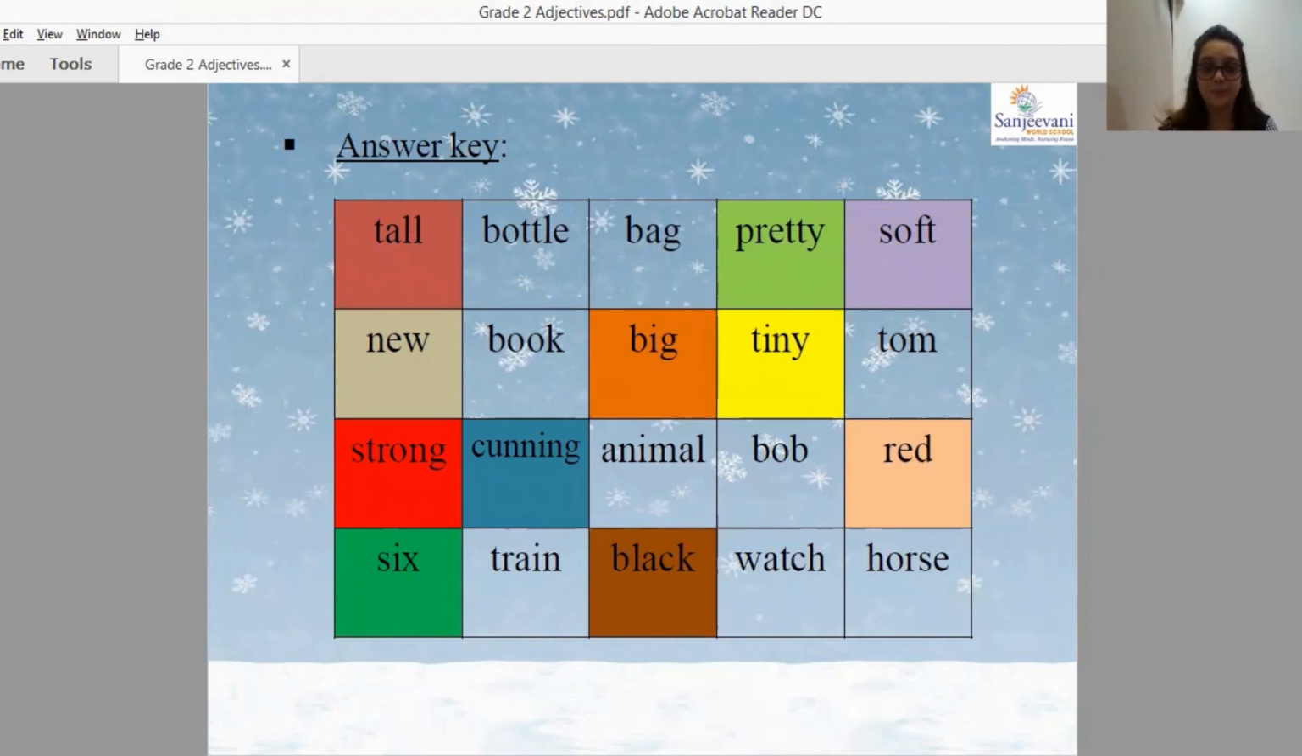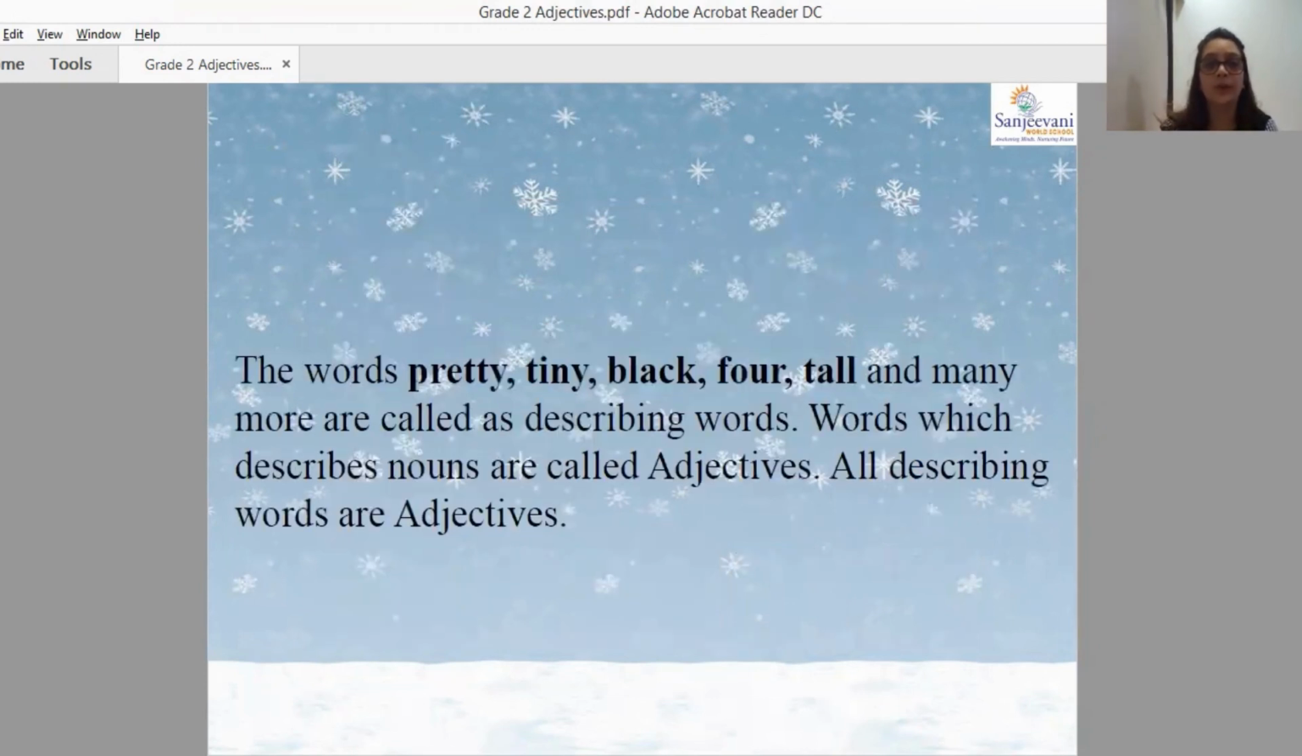All right. The words pretty, tiny, black, four, tall, and many more are called describing words. Words which describe nouns are called adjectives. All describing words are adjectives. As I said earlier, all the words which are describing are also called adjectives, and all the words that are adjectives are also called describing. Both have the same meaning.